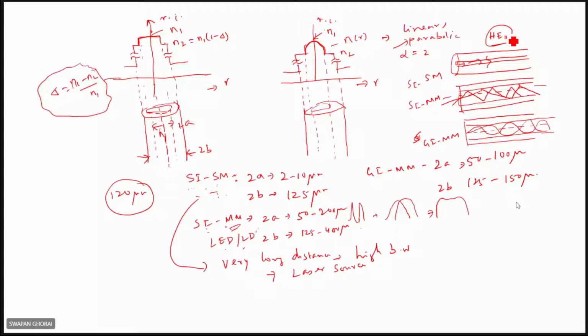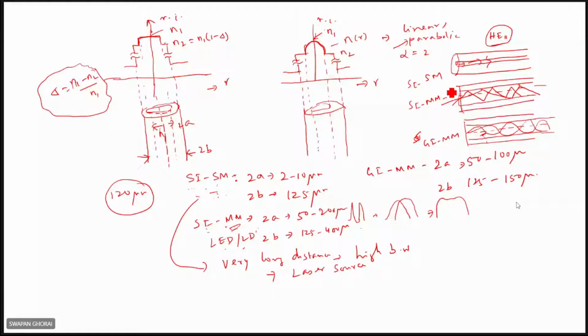There are different advantages and disadvantages. GI fibers are very difficult to fabricate, right? I mean, costly, because you have to maintain particular profiles within the core of the fiber. In the core, it could be a parabolic profile or a linear profile or some other profiles. So you can see it here. The bandwidth is moderate in this case.